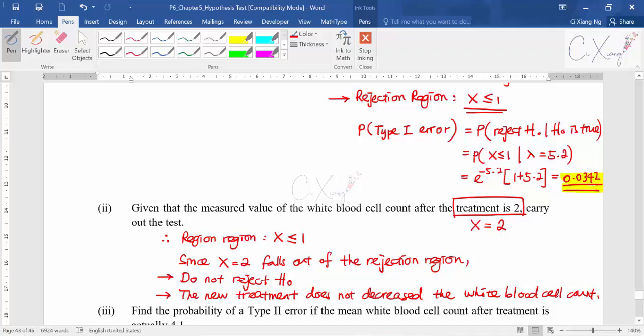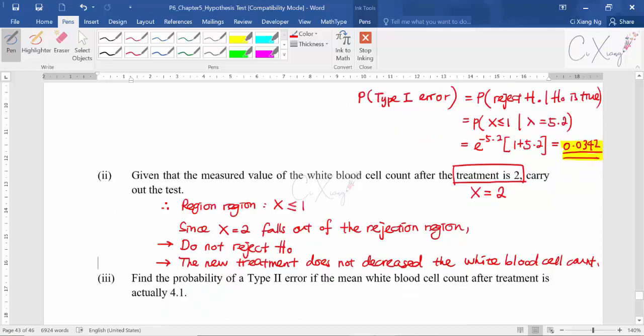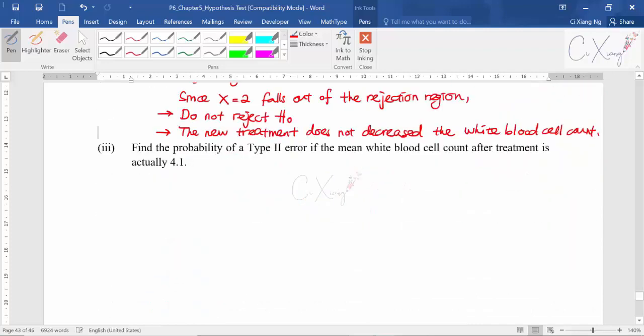But if let's say you feel that this one is very hard for you to understand, or you feel like you don't like this method, then you can still follow the full method that I taught you before for Poisson test. Okay, then continue further. For the third part, they want you to find the probability of a type 2 error when the mean becomes 4.1. Okay, so this one can be quite straightforward already.